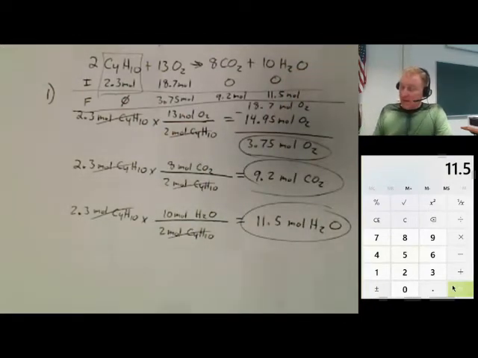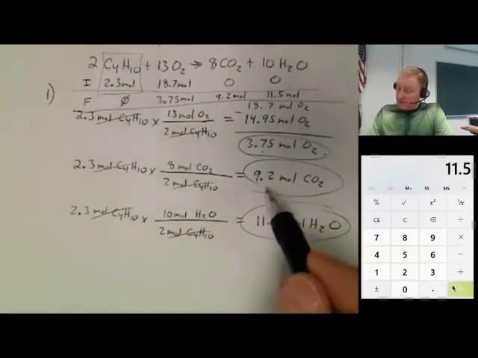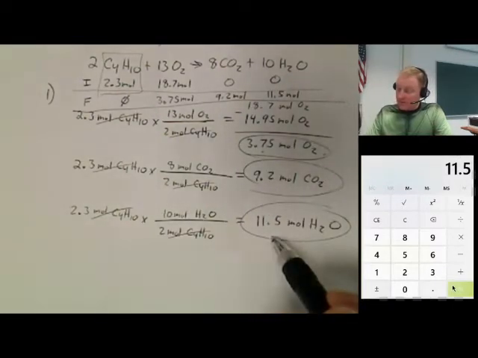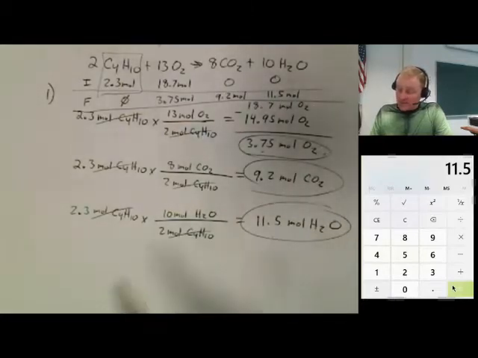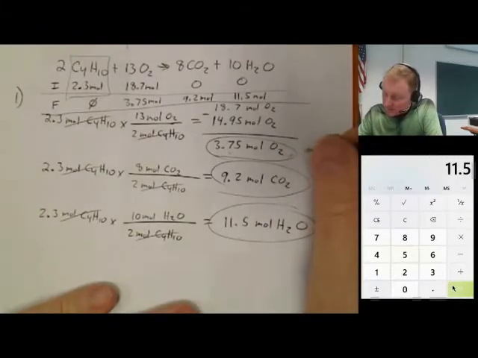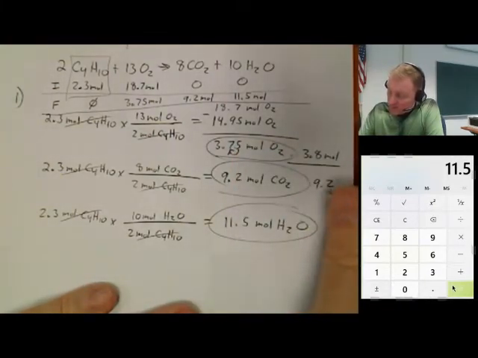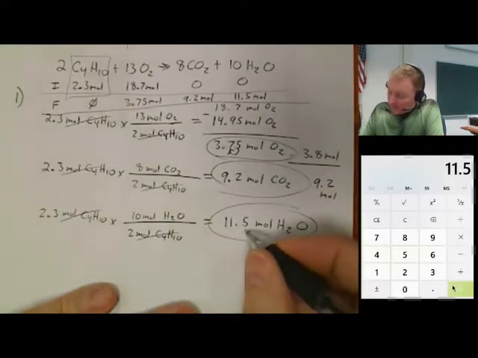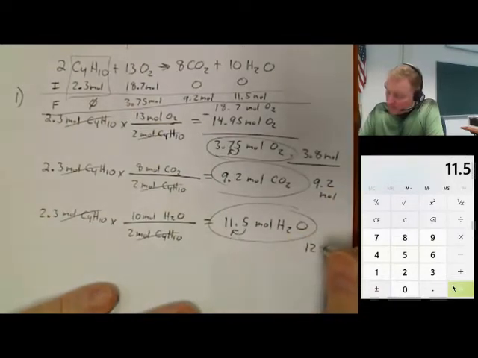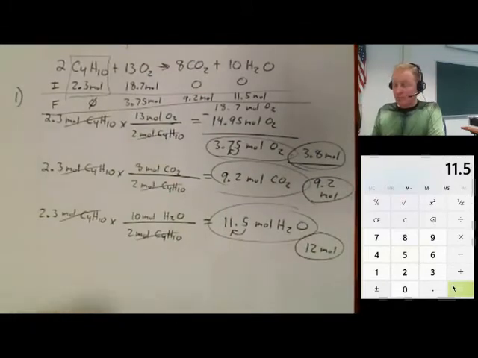So that's my answer. I'm going to have 0 butane left over, 3.75 moles of oxygen, 9.2 moles of carbon dioxide, and 11.5 moles of water. And with significant figures, on a multiple choice test, you would probably see this written as 3.8 moles. This 5 would round the 7 up. This would still be 9.2 moles. And this 5 would round the 1 up, so this would be 12 moles. With sig figs, these two would round up. Okay?